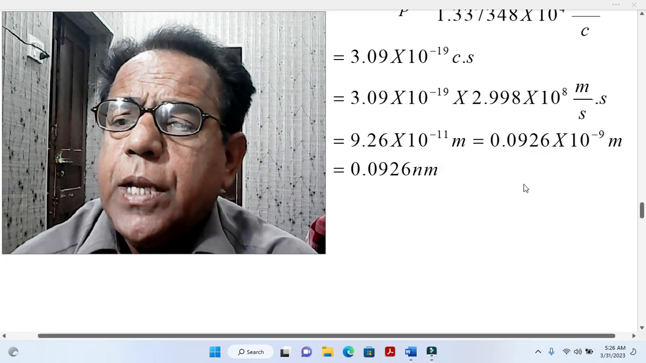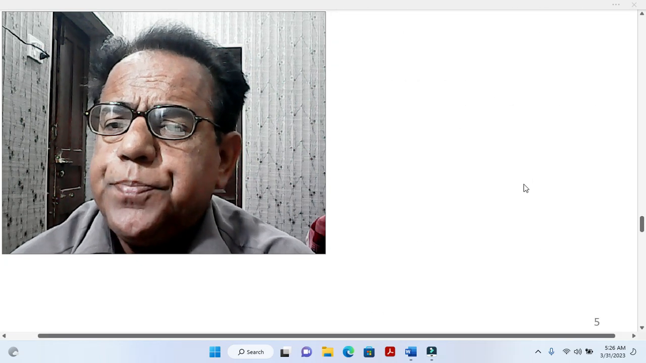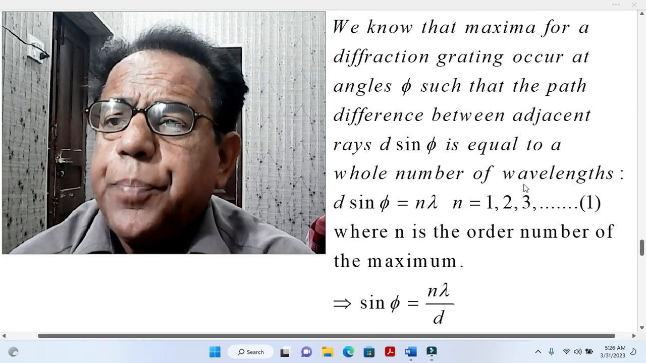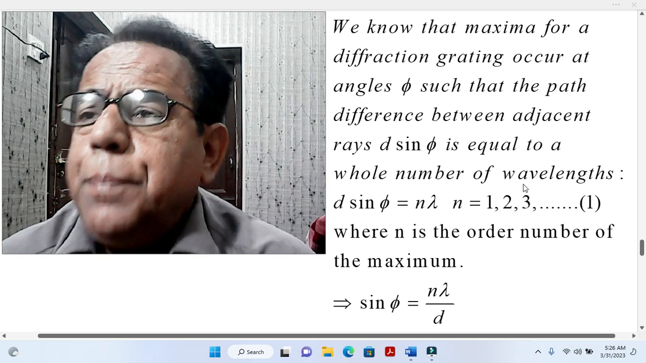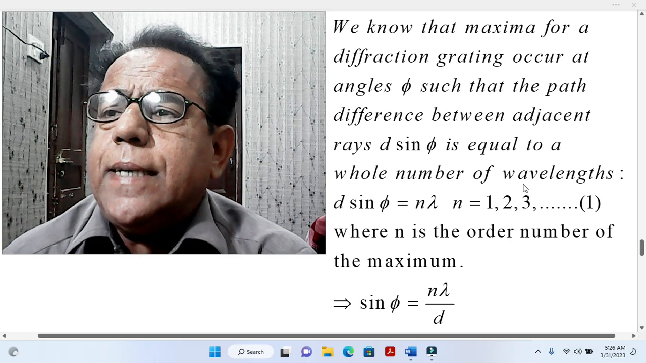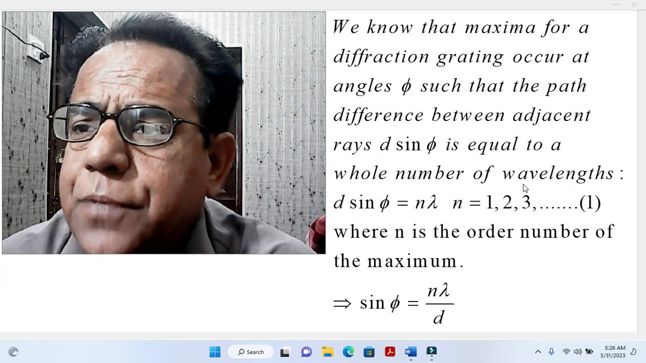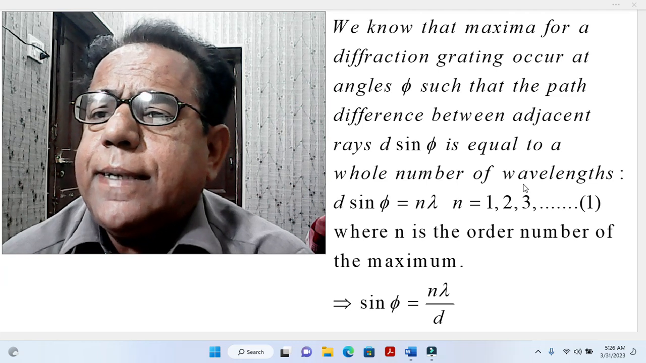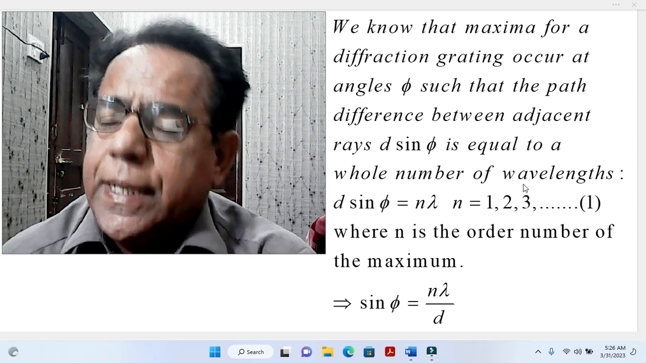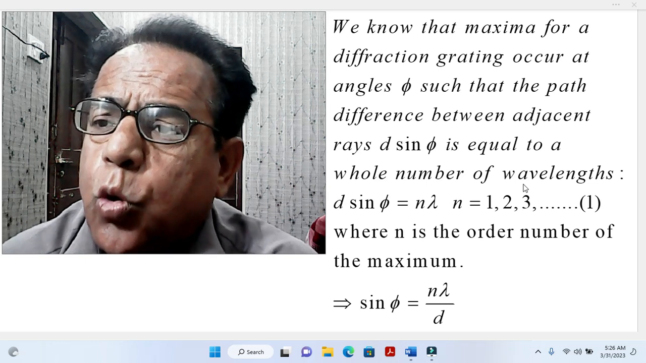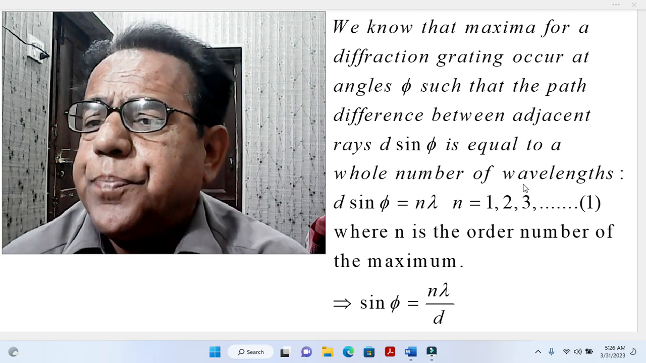Now we move to next part. We know that maxima for a diffraction grating occur at angles phi such that the path difference between adjacent rays, d sin phi, is equal to a whole number of wavelengths.